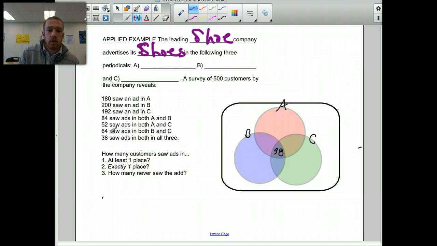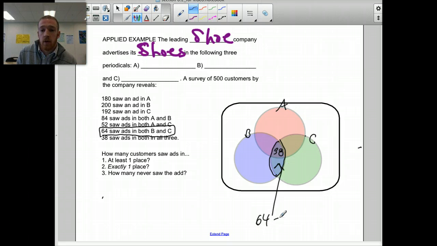So now, the ones that saw ads in both B and C is 64. So B and C is right here. Of that 64, I've counted 38 already. So this is going to be 64 minus the 38 I already counted, which is 26. All right? So the whole intersection is 64. 38 have all 3. 26 just has 2, B and C.